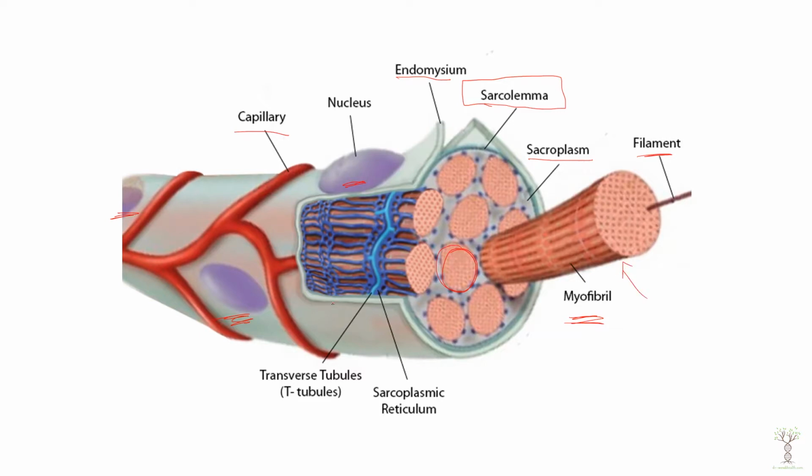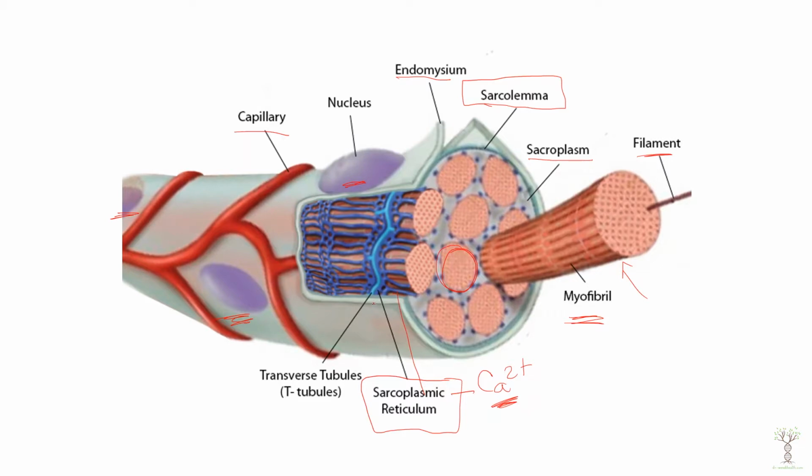The other thing that I want to point out is inside the muscle cell, we have the smooth endoplasmic reticulum, but we call it the sarcoplasmic reticulum. That is all these dark blue tubules. And they are important because they contain a lot of calcium, and this is extremely important for muscle contraction.